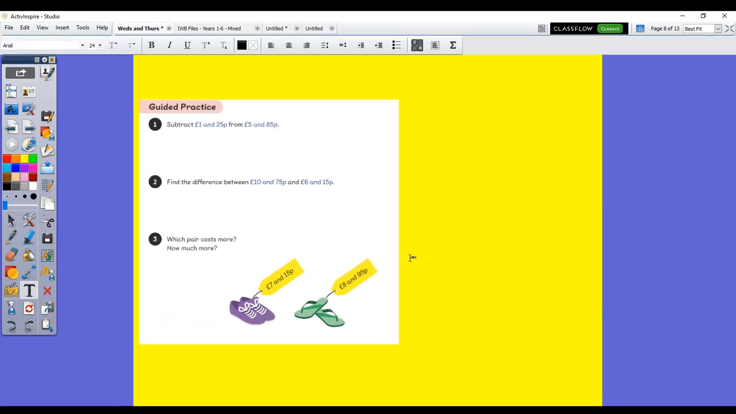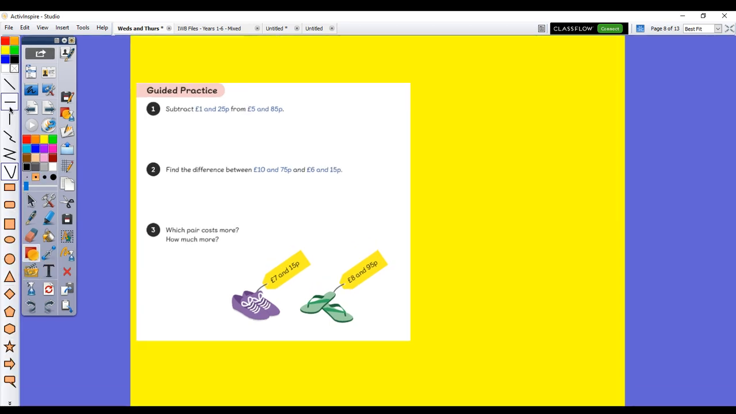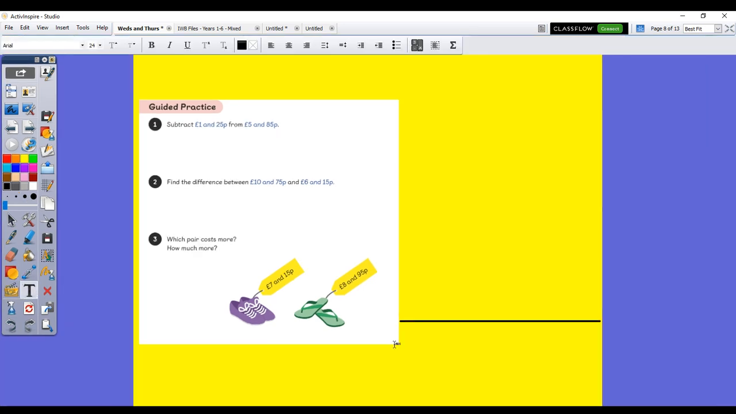Which pair costs more and how much more? Okay, so we need to find the difference between £8.95 and £7.15. Okay, so what's the difference between them? Because those numbers are quite close together, I'm going to use a number line again to help me, because it's going to be a smaller amount. So let's start with £7 and 15 pence. And our target is going to be £8 and 95 pence.